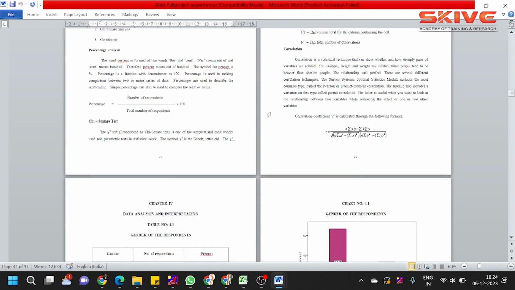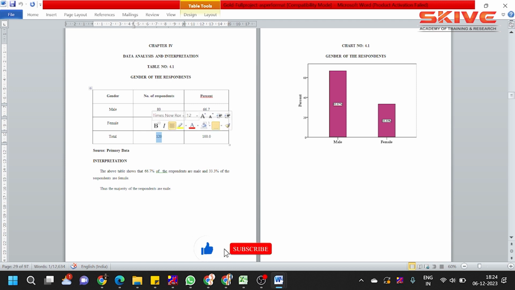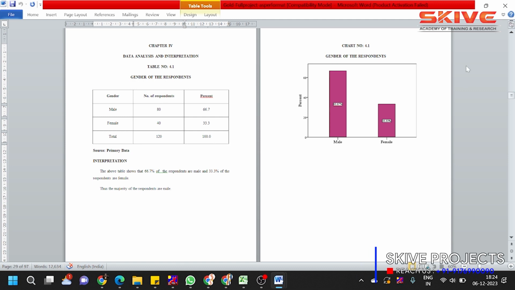In the percentage analysis, the sample was taken from 120 samples. Actually we have made a survey with 120 investors. The survey starts with the gender of respondents. Here most of the respondents are male, around 66% male respondents, and 43% female respondents. The graph is simultaneously given.